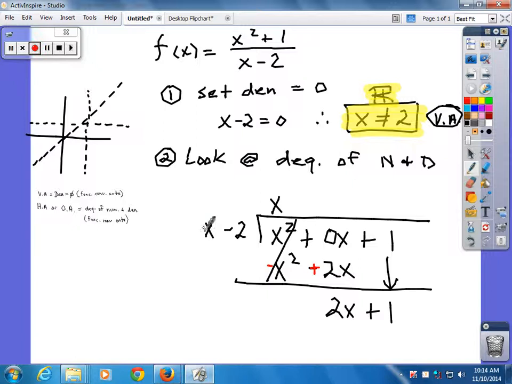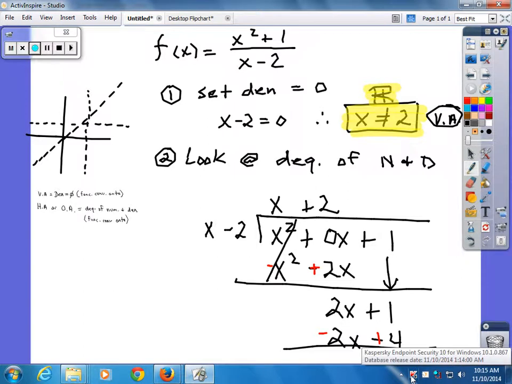How many times will x go into 2x? 2 times x is 2x. 2 times negative 2 is negative what? And this makes this a negative. It makes this a positive. And we really don't care about the remainder. We have an oblique asymptote, but this is a 5 remainder. But we really don't care about it, so put an x through it, because when you're dealing with an oblique asymptote, you really don't care about the remainder. You need to write that down.